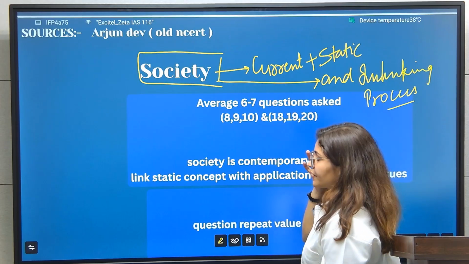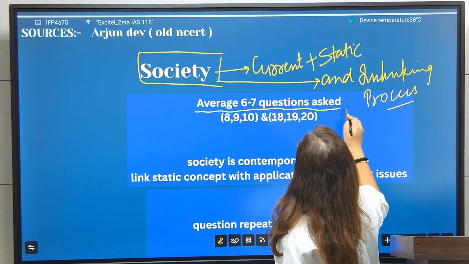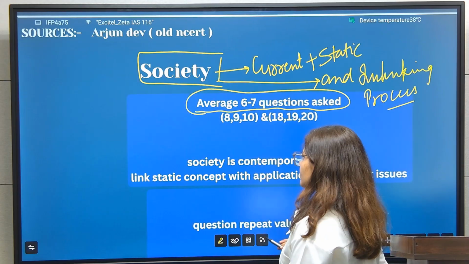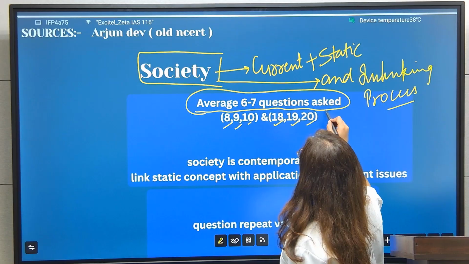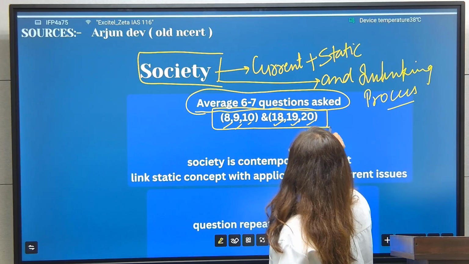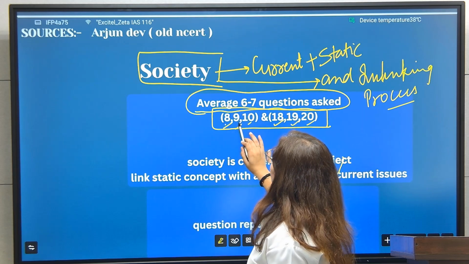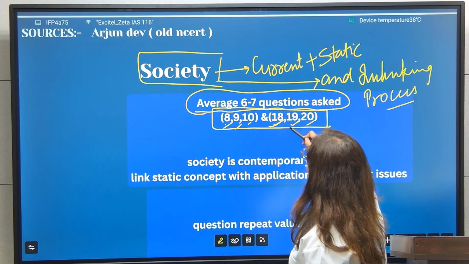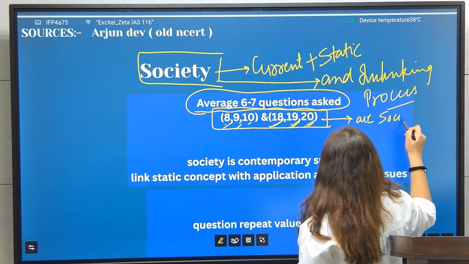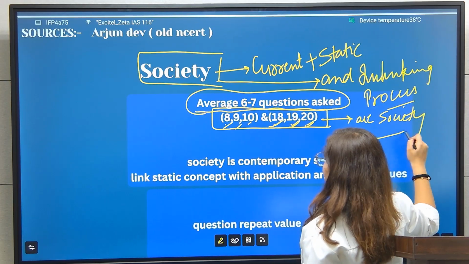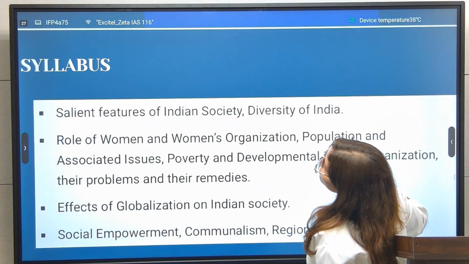On an average, in the paper 6 to 7 questions are asked from the society part: 8, 9, 10 and 18, 19, 20. So these numbers are also fixed by UPSC. In the GS1 paper, the 8th, 9th and 10th questions and the 18th, 19th and 20th questions are from society. So in society, the repeat value of questions is very high.